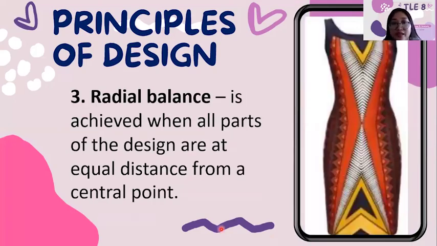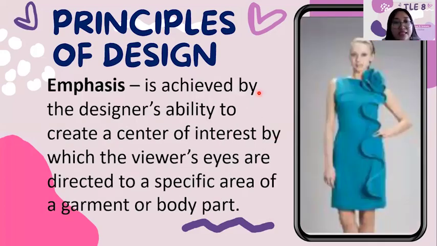Next, we have the radial balance. Radial balance is achieved when all parts of the design are at equal distance from a center point. In this example, this is the central point of the design. Next is emphasis. It is achieved by the designer's ability to create a center of interest by which the viewer's eyes are directed to a specific area of the garment or body parts. In this example, the center of interest is the flower.